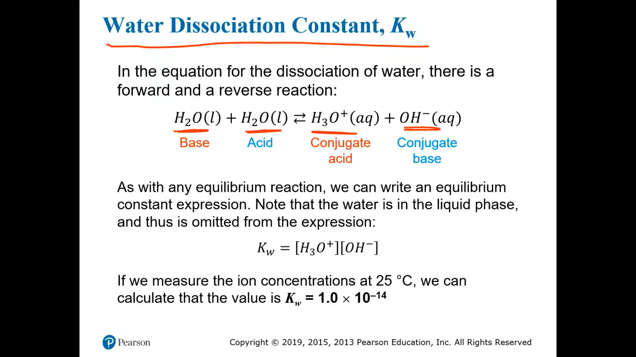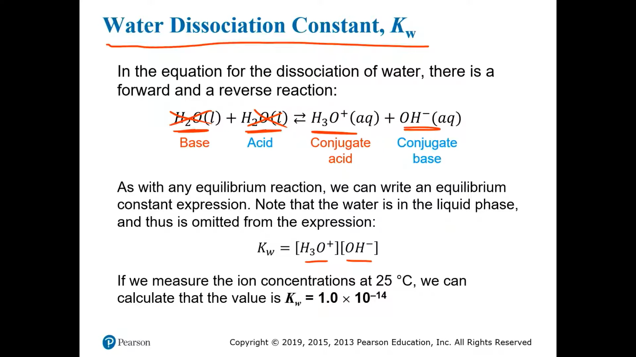However, since they're both water in the liquid phase, we can leave them out of the equilibrium expression. And so all we need to write for Kw is that it's the concentration of hydronium, H3O plus, multiplied by the concentration of hydroxide, OH minus. Remember that this is a value we can measure experimentally. We take a system of pure water and we just measure the ions of hydronium and hydroxide.